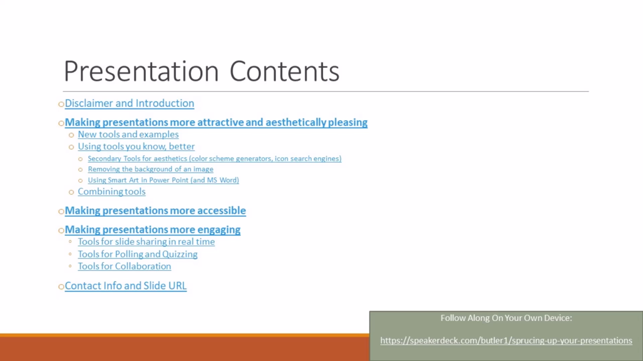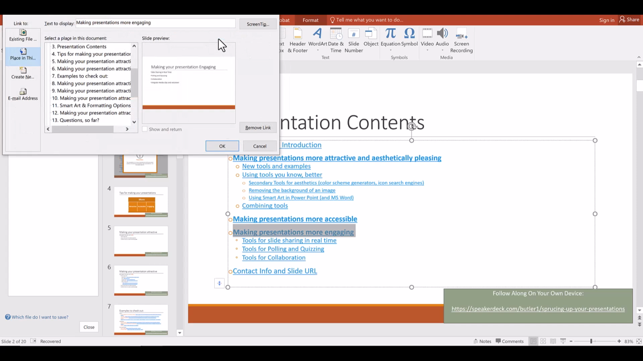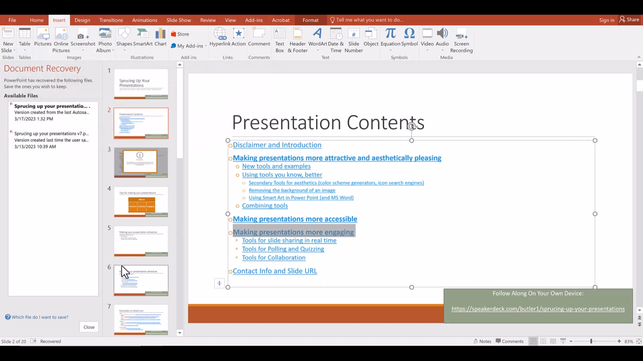So if they really want to know how to make a presentation more engaging, they don't have to wade through all of that material to get there. They can click on making presentations more engaging. So I would highly recommend thinking about this. What you do is I just typed normal text, and then I clicked on insert hyperlink, and instead of a web address as a link, you can click place in this presentation, and it gives you a list of all of your slides, and so you can link to the very slide that will take them to that content.